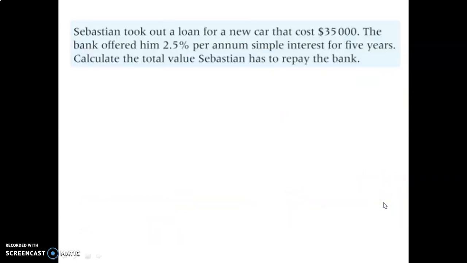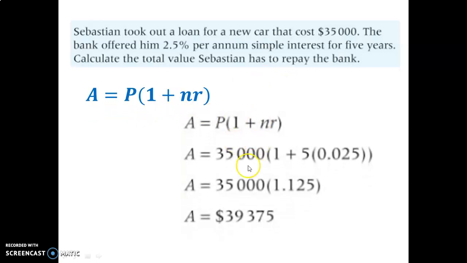So let's look at this first problem. It says somebody bought a car. They got a loan from the bank. The bank said you're going to pay us interest for borrowing that money, and it's 2.5% simple interest. So use the formula. How much will the person have to pay back to the bank? Okay, so there's the formula, and using it here, here's the initial loan amount, 1 plus the 5 years at this rate. Those become this number, multiply that. It tells you how much you will pay after 5 years.